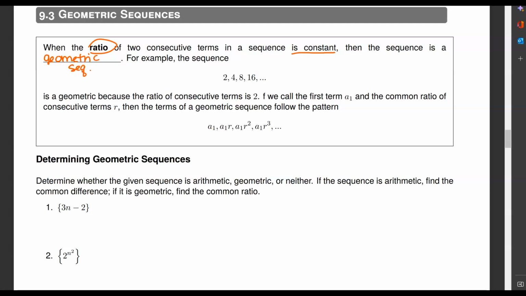For example, the sequence 2, 4, 8, 16. So notice if I look at the ratio 4 over 2, I have 2. If I look at 8 over 4, 2. So we can see that it's a constant rate, multiplying by 2. In other words, it's geometric because that ratio of consecutive terms is 2.